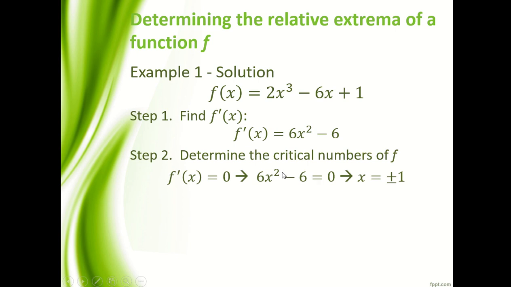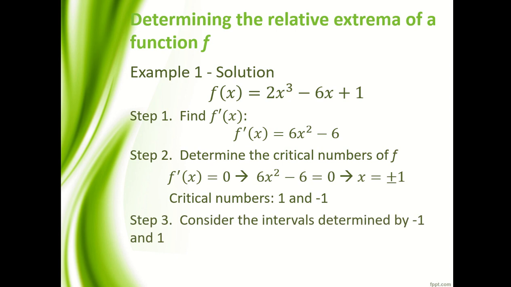Then taking the square root on both sides, we have x equal to plus and minus 1. So we have two values for x at which f prime of x equals 0. These are the critical numbers: x equal to positive 1 and x equal to negative 1.